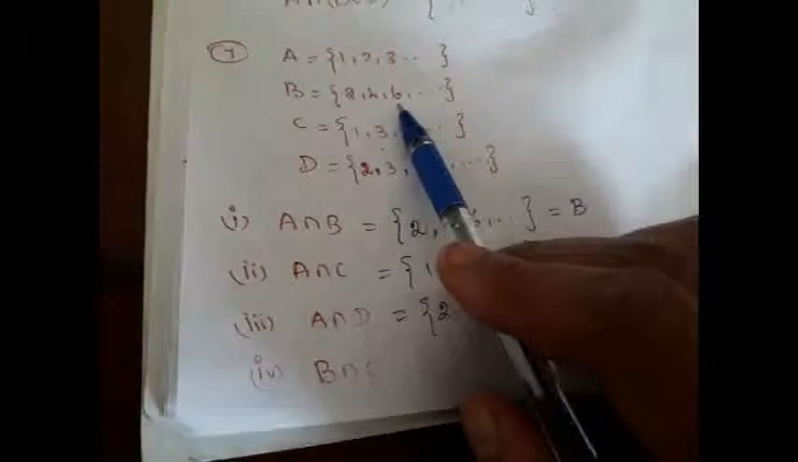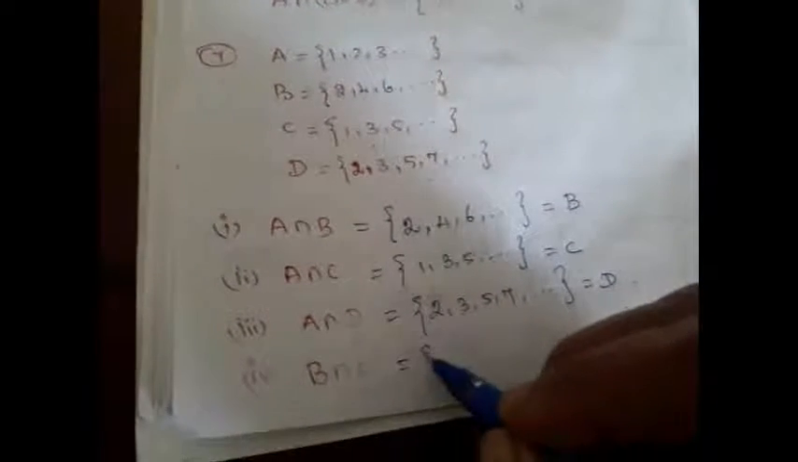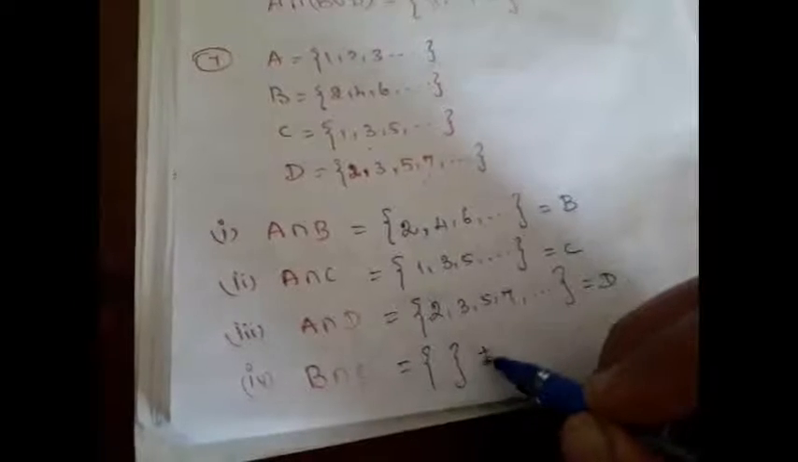Now listen, what will happen if you find the intersection of B and C? B is the set of all even numbers, C is the set of all odd numbers. So what will be the intersection here? Null set. We don't have any common elements, therefore the answer is the null set, or you can denote it like this, right? So it's a null set.